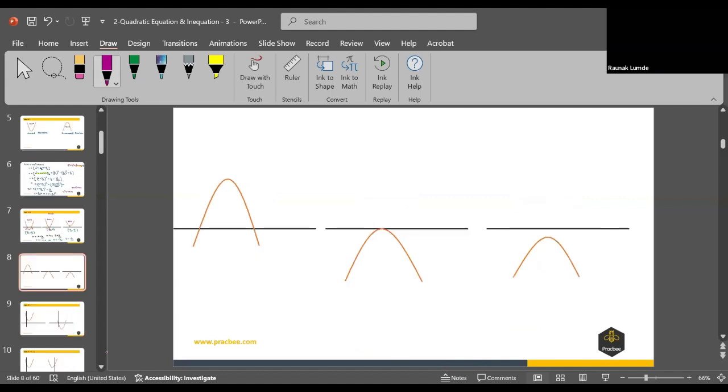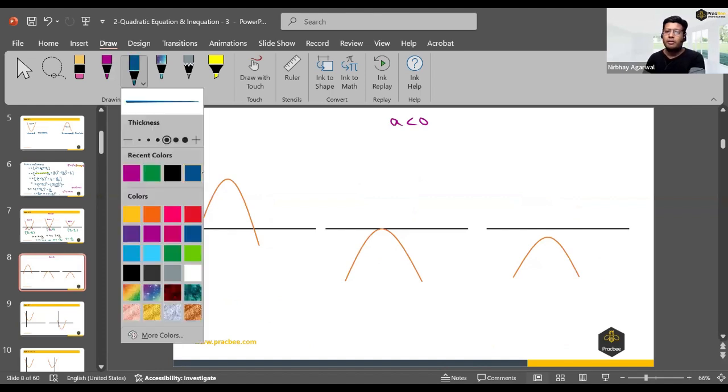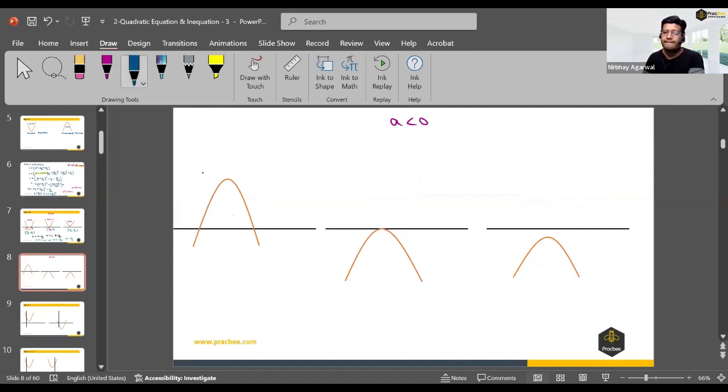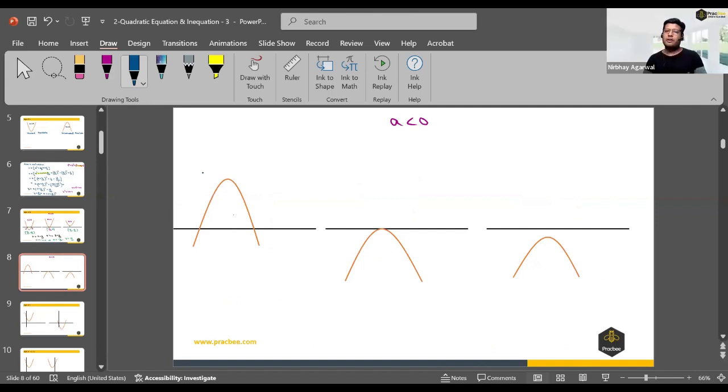The same condition will happen here. So all the three graphs will be the same if a is less than 0. In this case also, can you tell me in the first condition what should be the nature of D? According to the graph, whether D will be greater than 0, less than 0, or equal to 0 in the first case.